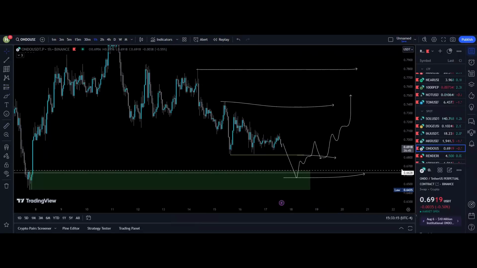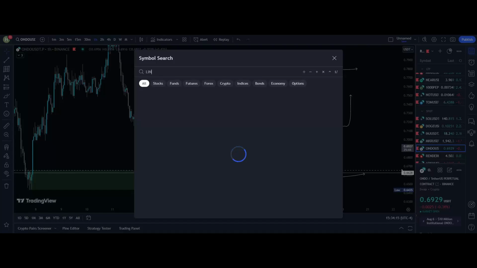All right, I'll show you some examples. Maybe give me a pair, give me any pair. Dash or link. Let's do link. I like link.